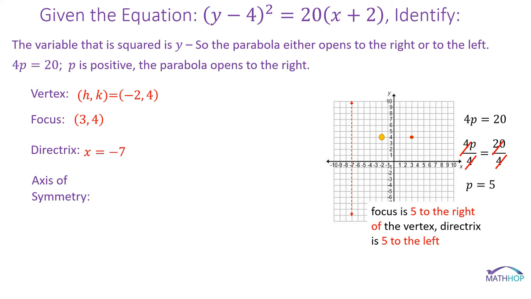We could have done the axis of symmetry immediately. We just didn't. It's going to go right through the vertex. So that's the horizontal line, y equals 4. And that's it. That's everything I need to graph that guy.